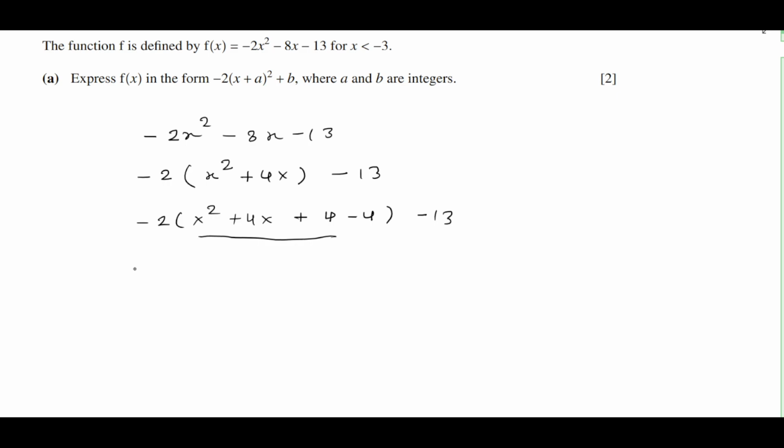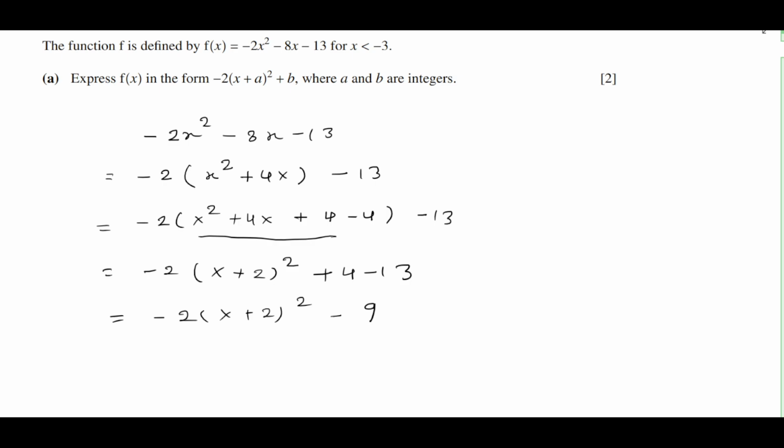Now these three terms will be a perfect square. So this is equal to -2, and now I will write (x + 2) the whole square, and this -4 times -2 is plus 8. I will write that separately, plus 8 - 13. So this is -2(x + 2)² and then 8 - 13. We write f(x) as -2(x + a)² + b, where a and b are integers, right?